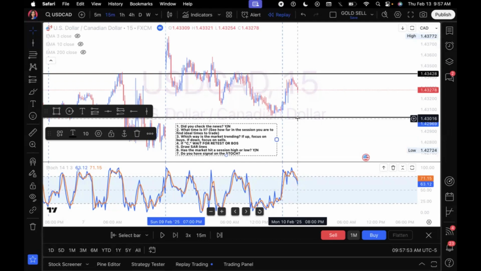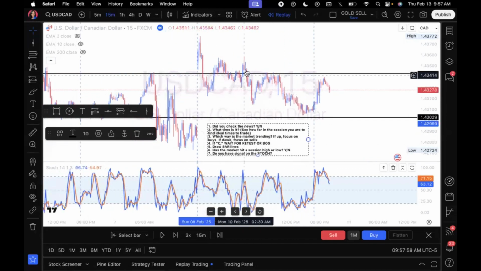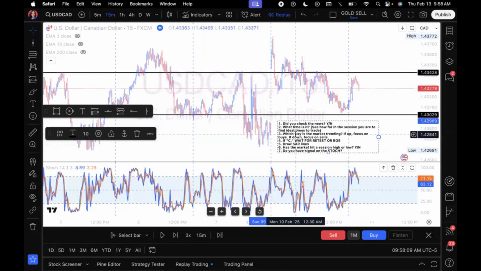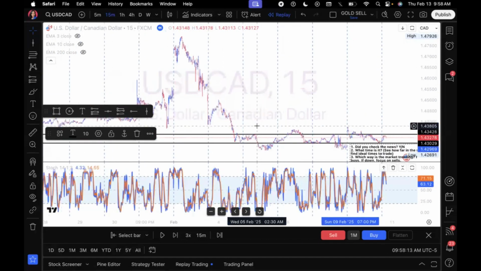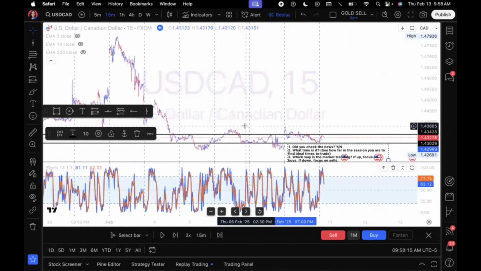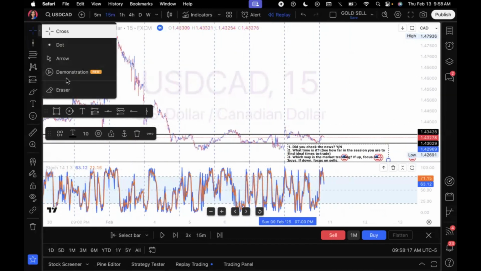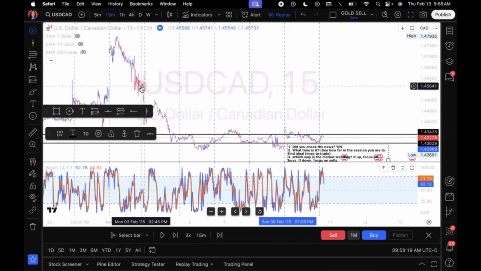Which way is the market trending? If up, focus on buys. If down, focus on sells. Right now, it looks like the market is consolidating. My next question is, if consolidating, wait for a retest or break of structure. So if you can't tell which way the market is going when you're doing your analysis or back testing, you can just zoom out. And when I zoom out, I can see that the market has actually been consolidating.